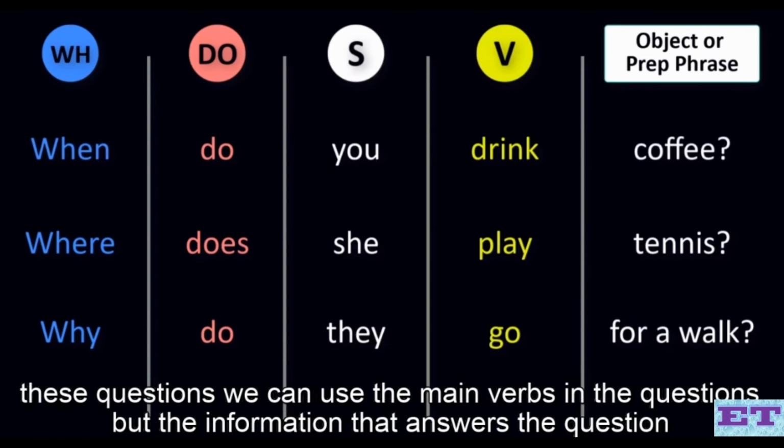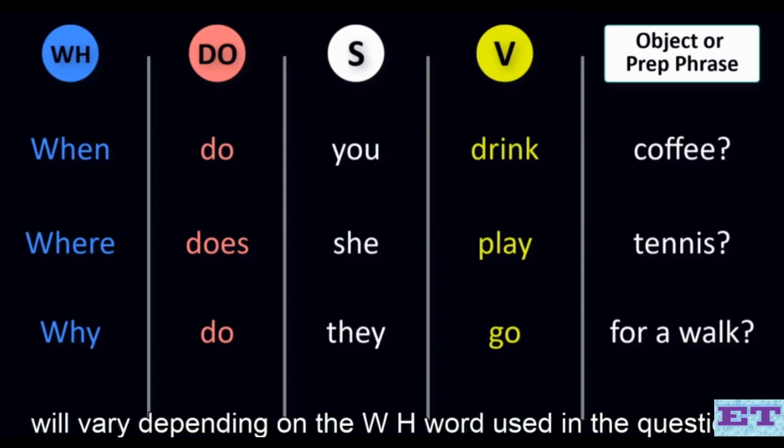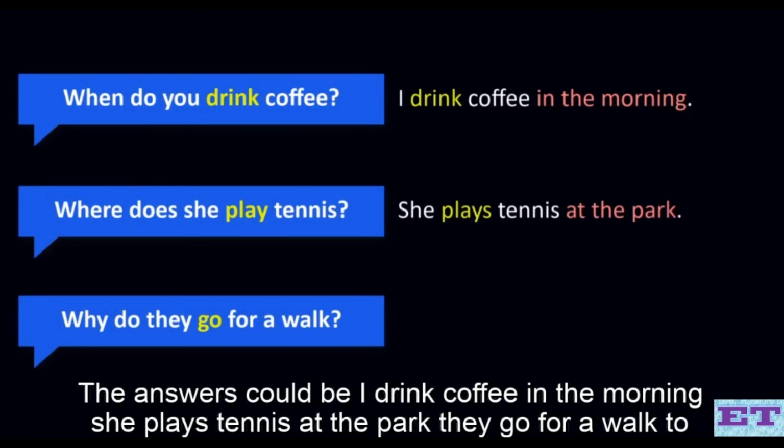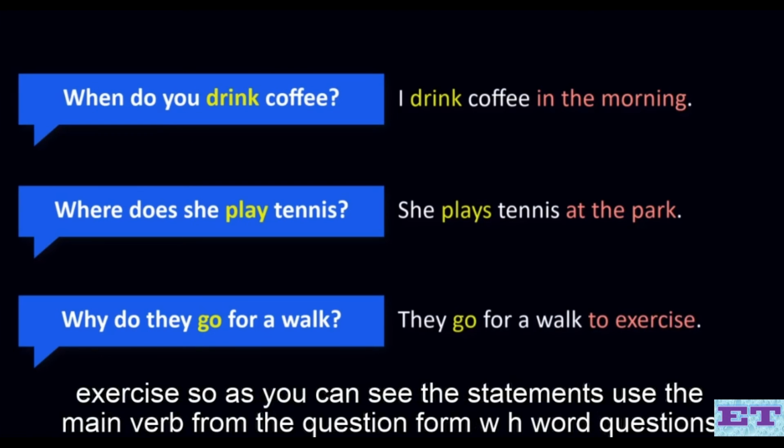To answer these questions, we can use the main verbs in the questions, but the information that answers the question will vary depending on the WH word used in the question. The answers could be, I drink coffee in the morning. She plays tennis at the park. They go for a walk to exercise. So as you can see, these statements use the main verb from the question form.